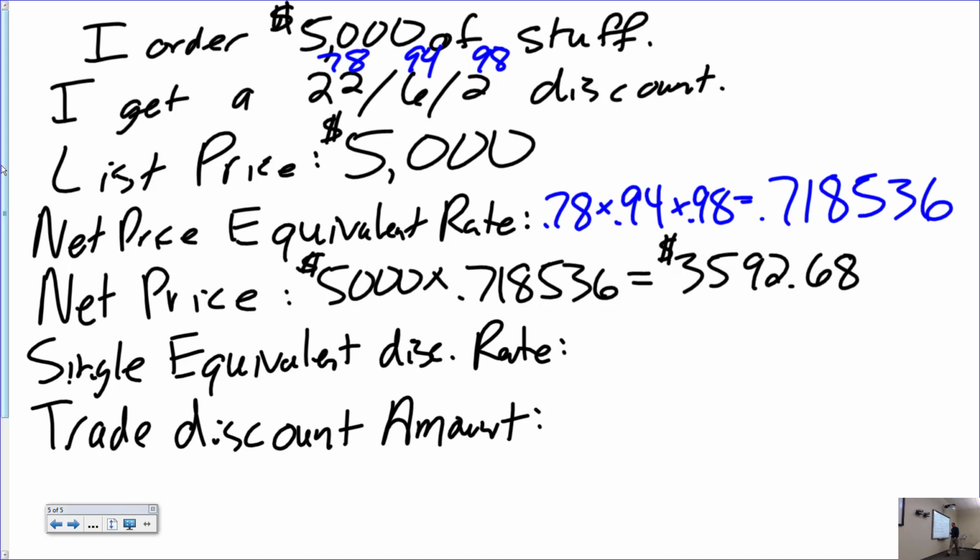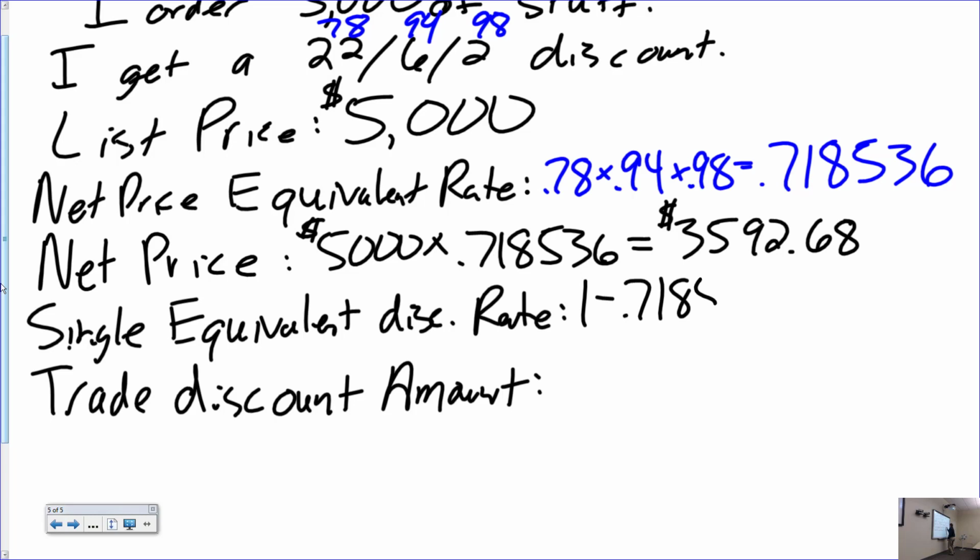$3,592.68. Okay, cool. I missed one of those numbers because I was writing on the squeaky board. All right, so how do I find the single equivalent discount rate? 1 minus 0.718536. Again, this is a rate. It's not money, so round nothing. Leave all of the digits there.